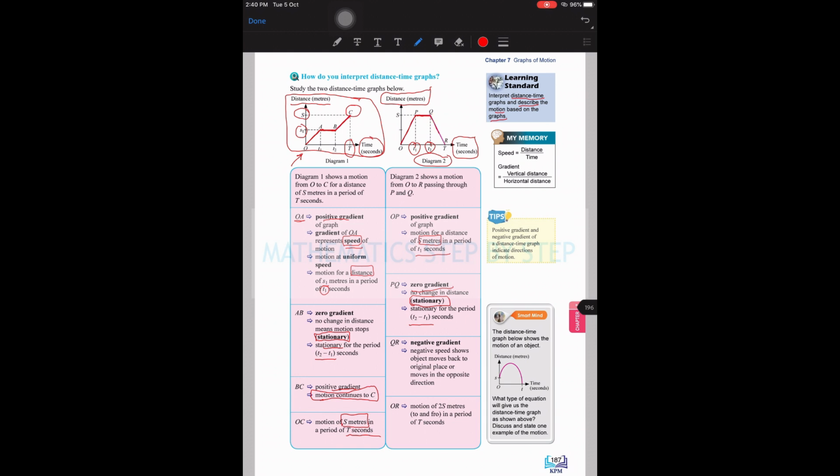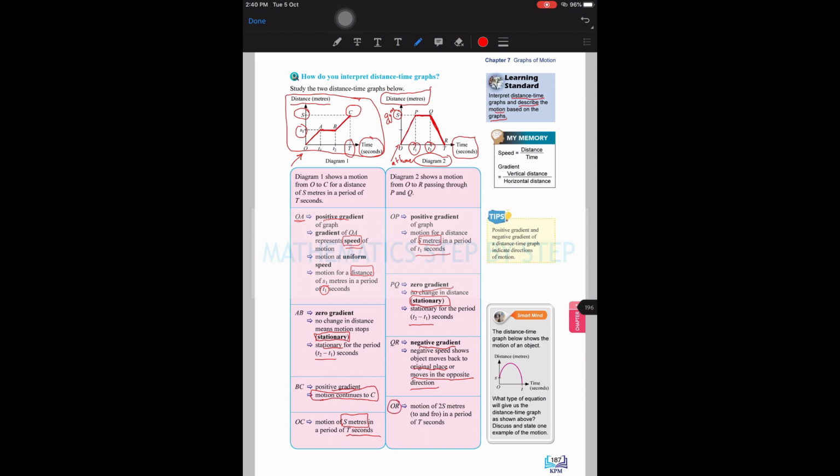Then QR here is negative gradient, okay? So negative speed shows the object moves back to the original place, okay? Let's say the original place when t equals 0 here is at home, okay? Then S here is gym. So negative gradient from point Q to point R means going back home from gym, okay? Or the negative speed shows the object is moving in the opposite direction, okay? Later on, we'll look at more examples so that you can understand better.